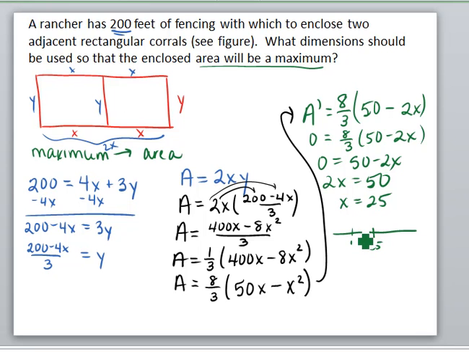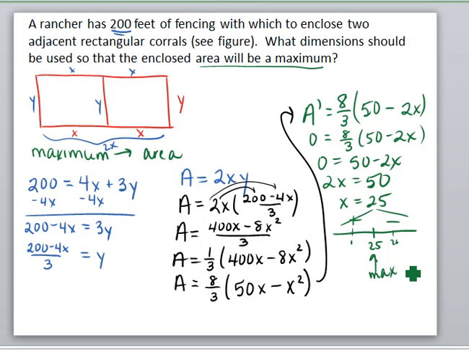When you plug 1 into your derivative here, you end up getting 50 minus 2, which is positive. And when you plug in maybe 26, you get 50 minus 52, which is negative. So you can see it's increasing and then decreasing. So this is definitely a maximum.